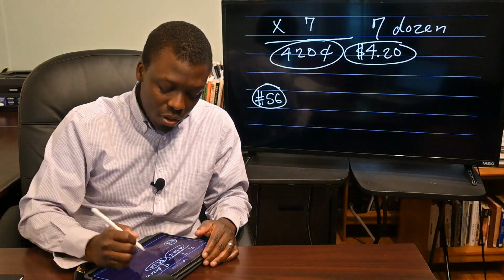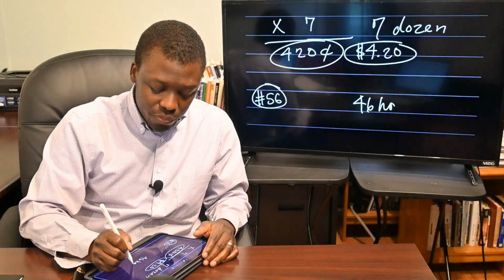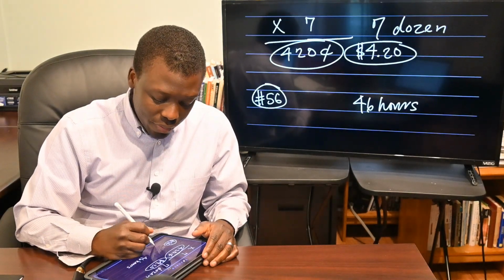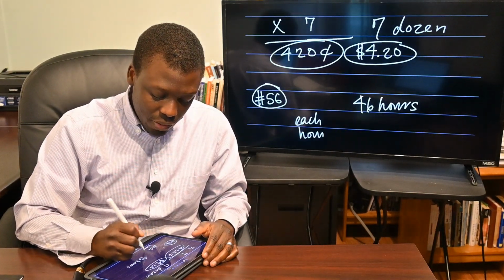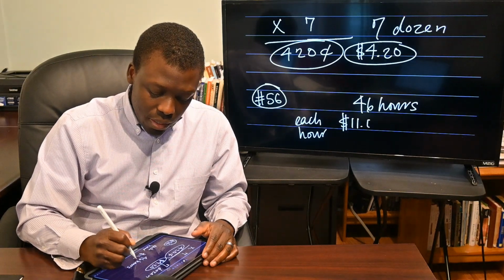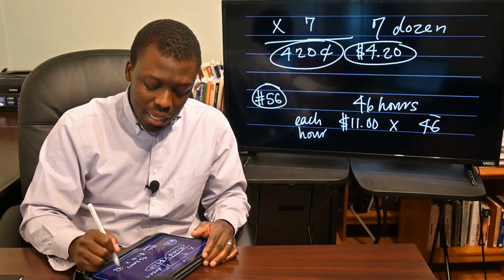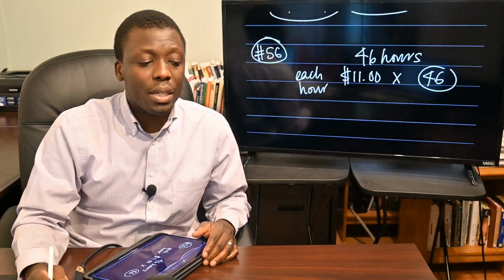So you have 46 hours, and each hour is $11. So you multiply that by 46 hours, and that will give you the answer that you need.